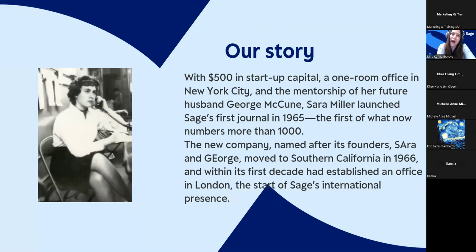So as promised, I will start with our story. Our company was founded by Sara Miller and her husband, George McCune, in 1965, where they published their first journal. And now our journals number more than 1,000 and over 1 million articles. Our journals are highly ranked, and ever since, we are one of the market leaders in the world when it comes to publishing.